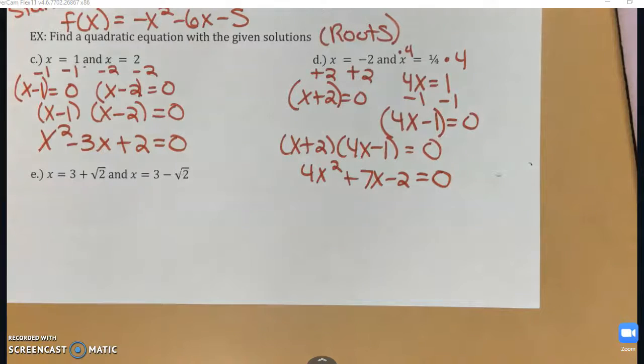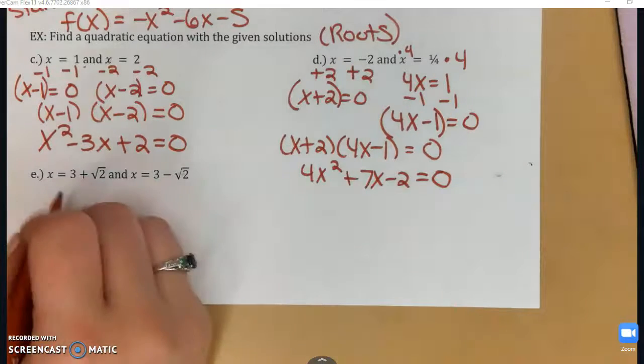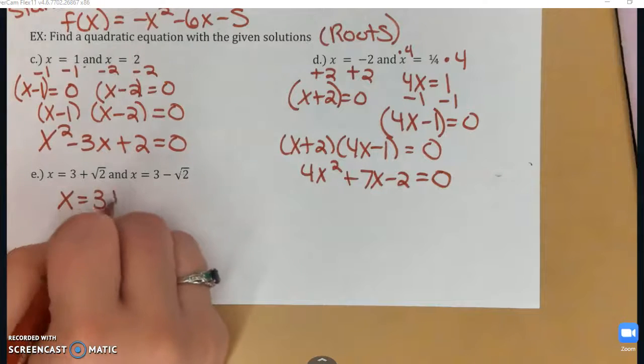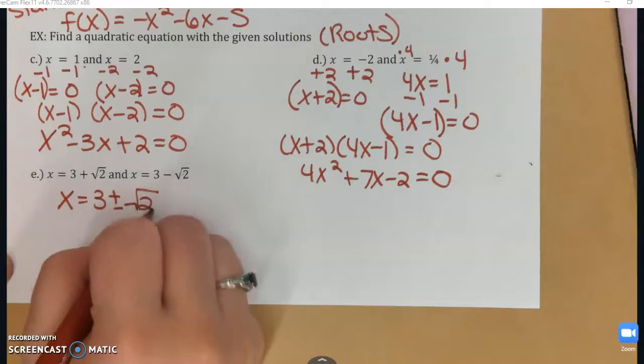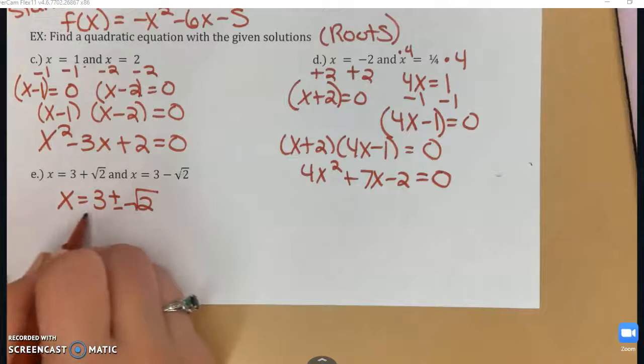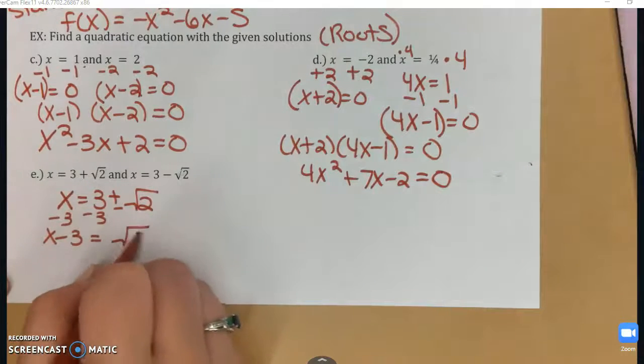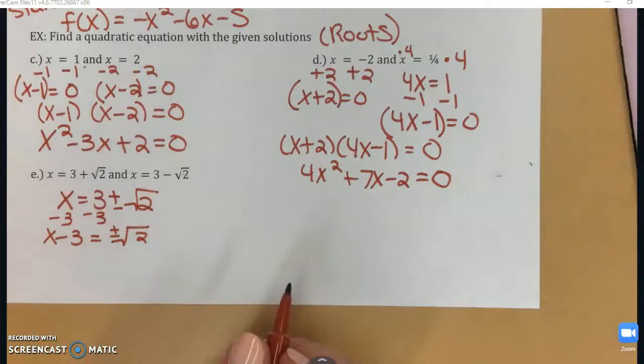Now e is a little trickier of the two, 3 plus the square root of 2 and 3 minus the square root of 2. I can rewrite this as one solution, 3 plus or minus the square root of 2, and work backwards from here. The first thing I'm going to do is move the 3 over, so x minus 3 equals the plus or minus square root of 2.